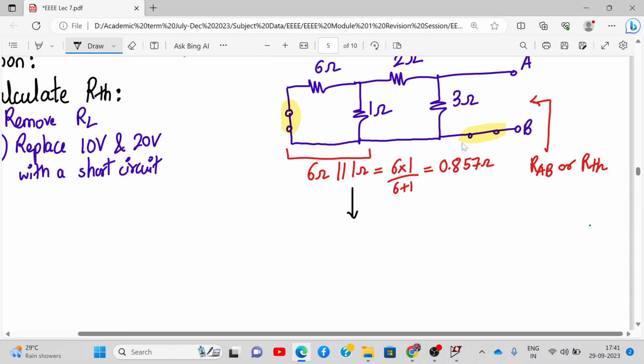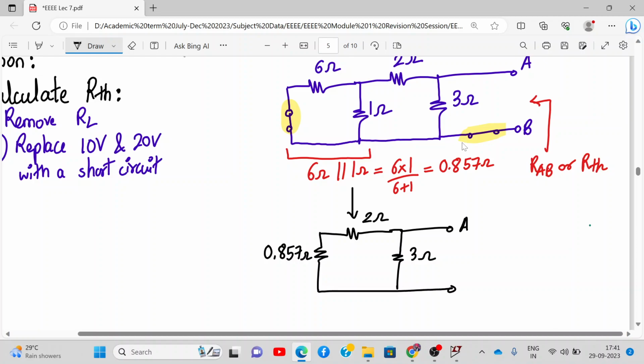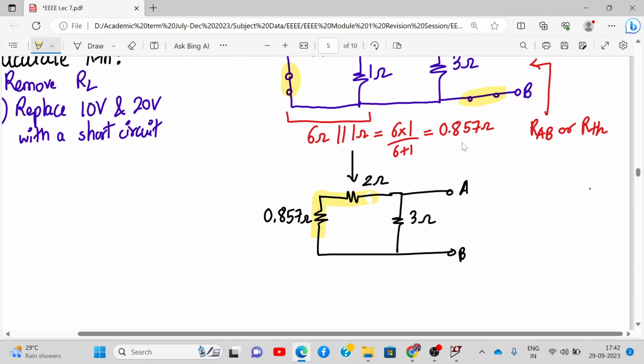So we have a resistor of value 0.857 ohms. Then we have 2 ohms resistance, followed by 3 ohm resistance, and then we have terminals A and B. All right. So now, if you see carefully, these two resistances, 0.857 and 2 ohm resistances, are in series. All right. And so we may draw the network again.